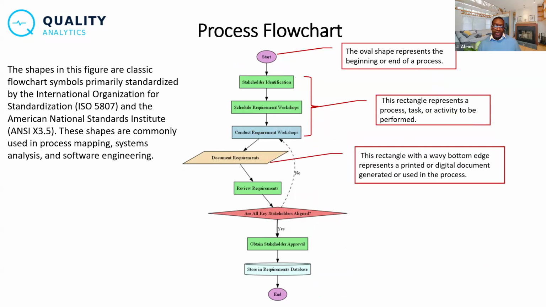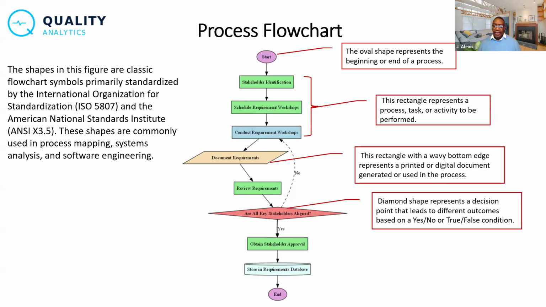The rectangle with a wavy bottom edge represents a printed or digital document generated or used in the process. The review requirement shape, as you can see here, represents the same task or process we described above. Now, how about the diamond shape? The diamond shape represents a decision point that leads to different outcomes based on a yes, no, or true, false condition. So, for example, are all key stakeholders aligned?